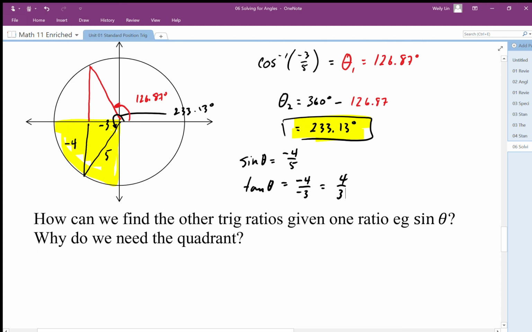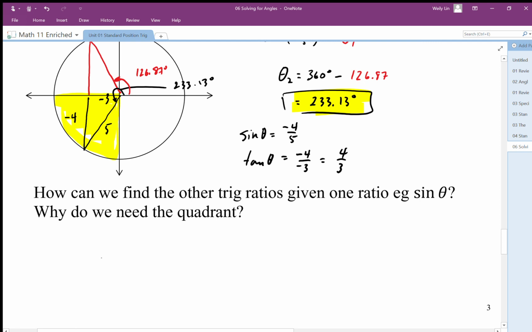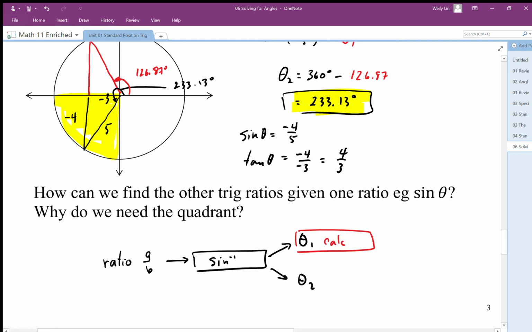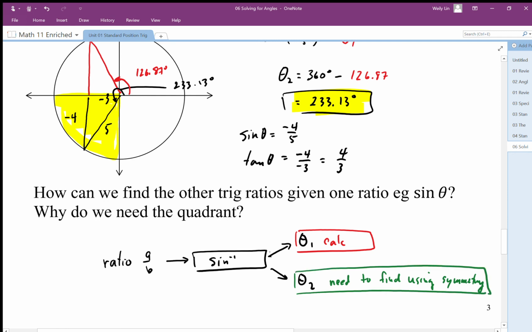For sine, to understand that, I want you to understand that we start with our ratio, A over B. If we want to use the arc sine, the inverse sine, there is more than one possibility. There's theta 1 and theta 2. This one here comes from our calculator. This one here we have to find using symmetry. So that's very important to make sure you understand. When we're going backwards like this, the ratio has more than one possibility when we undo it. When we use arc sine, it only gives us the one possibility. We have to infer the other ones.